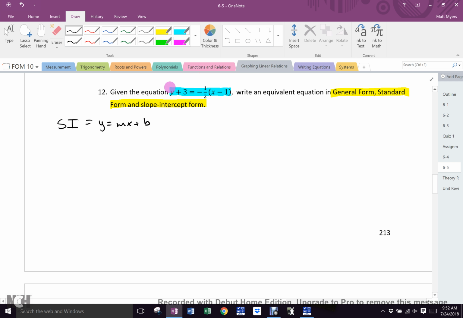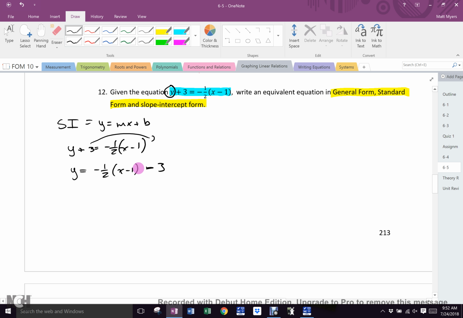And the reason for that is because y is already isolated, or almost isolated, right? So I had y plus 3 equaled negative 1/2 x minus 1, correct? Okay, so y equaled negative 1/2 x minus 1 minus 3, right? Because I moved the 3 over.